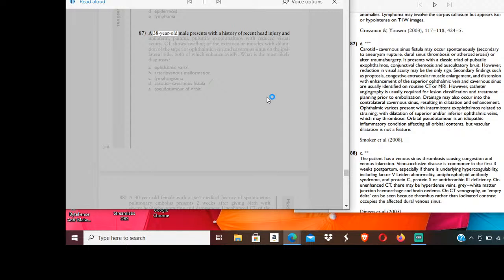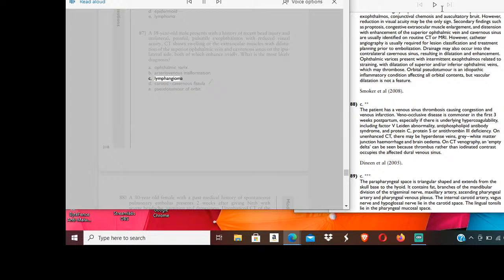87. A 38-year-old male presents with a history of recent head injury and unilateral, painful, pulsatile exophthalmos with reduced visual acuity. CT shows swelling of the extraocular muscles with dilation of the superior ophthalmic vein and cavernous sinus on the ipsilateral side, both of which enhance avidly. What is the most likely diagnosis? A. Ophthalmic varix. B. Arteriovenous malformation. C. Lymphangioma. D. Carotid cavernous sinus fistula.